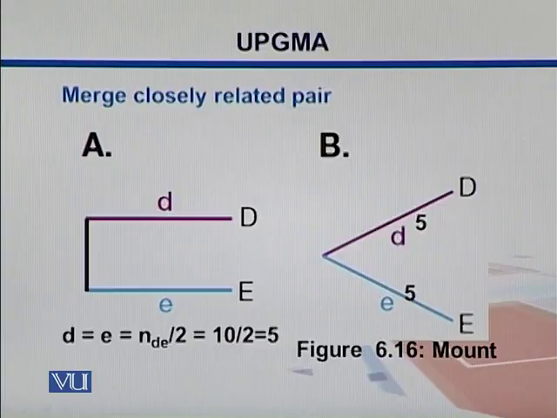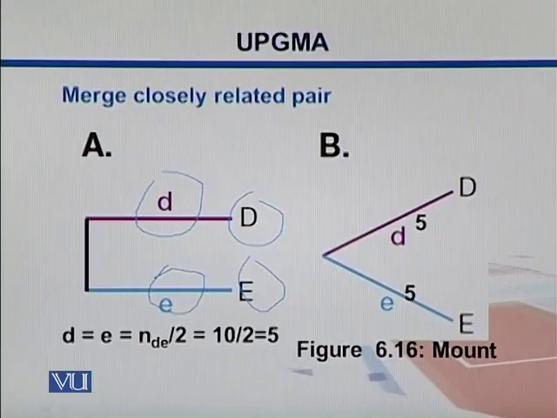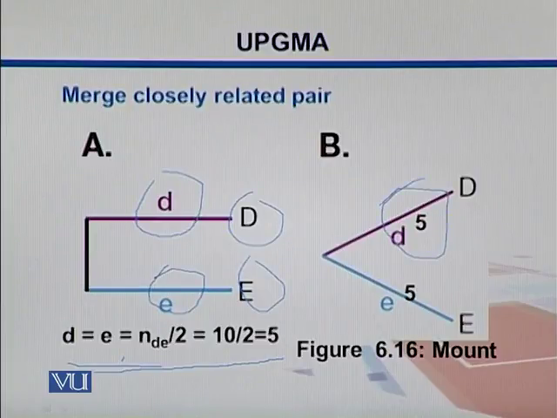So, for example, we can come up with their tree. We have D and E. The branch which is linked with D is small d, and here we have small e. So we believe that both of them are equal, and the branch length is given by N of DE by 2. So the distance between these two in the matrix was 10. So both of them will get 5 each.